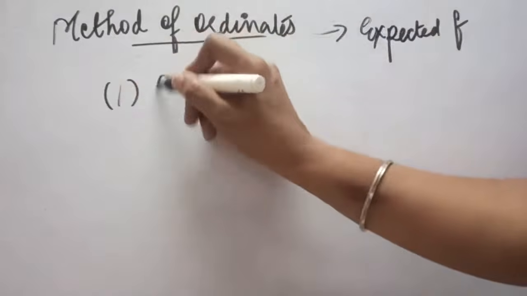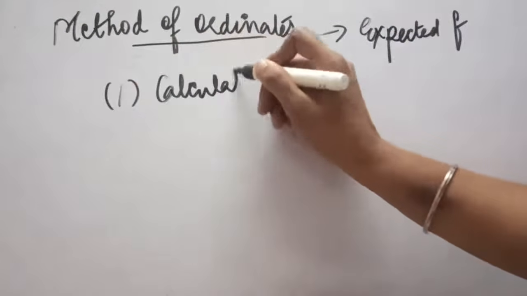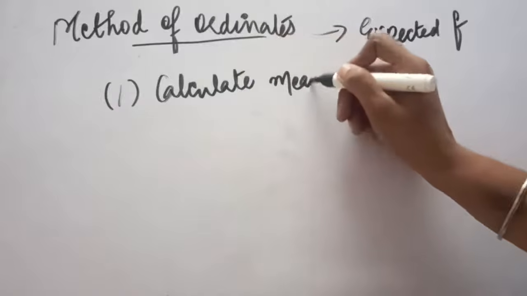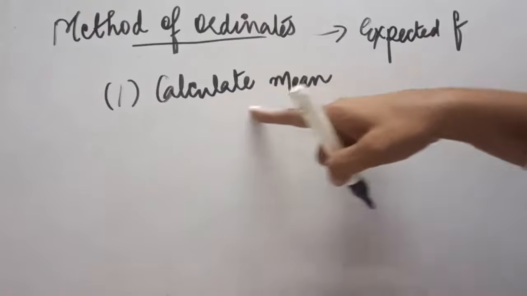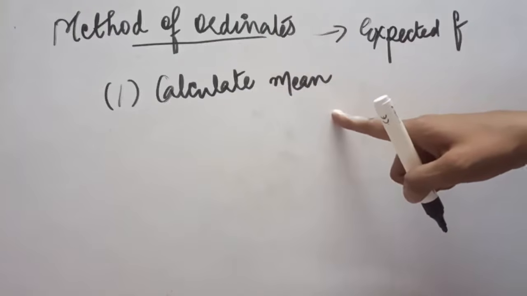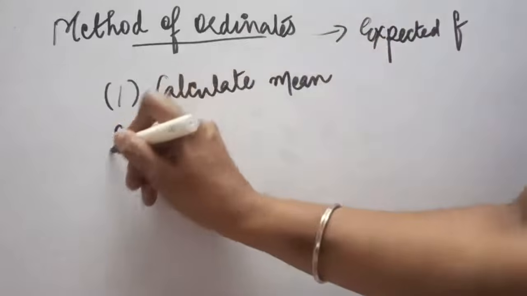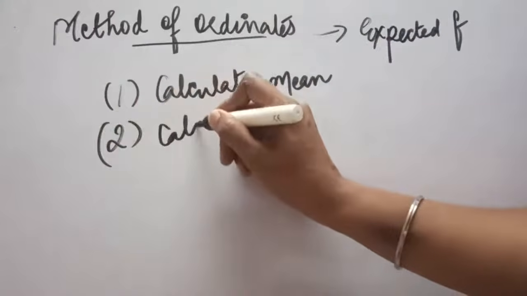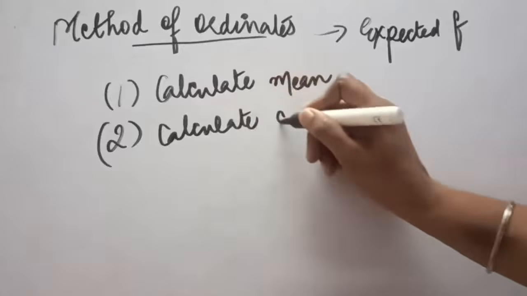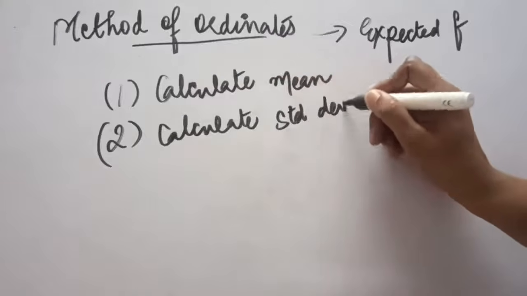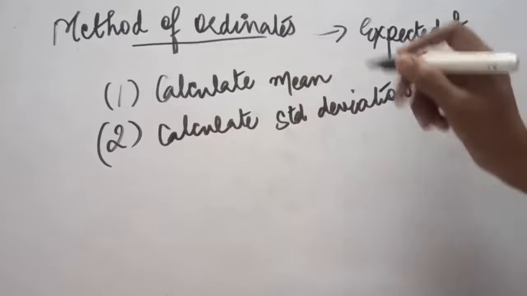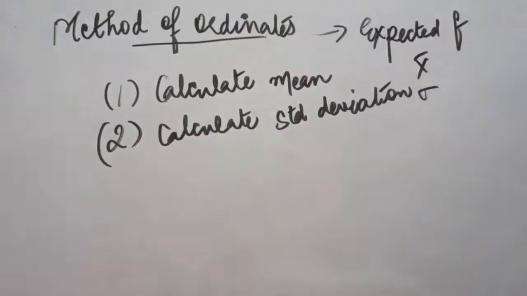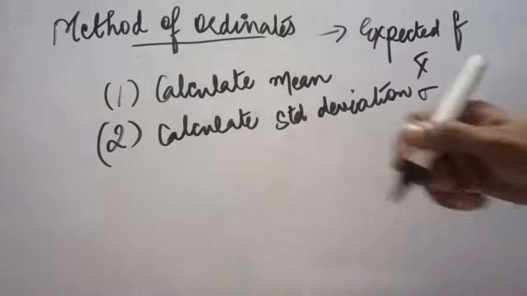So first of all, you will calculate the mean from the information available. You will be given an x, or there can be class intervals and frequency, and from that you will be calculating the value of mean, as you have done in the chapter central tendency. Second step will be calculating the value of standard deviation, as mean is also required in case of normal distribution and standard deviation also. So standard deviation also we will calculate.